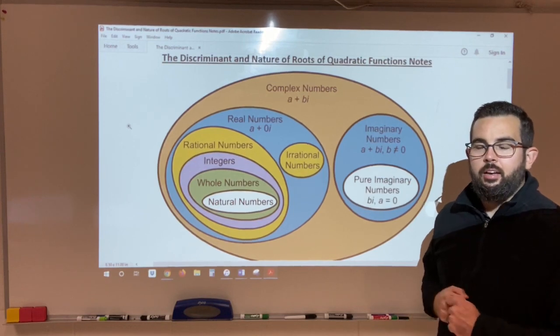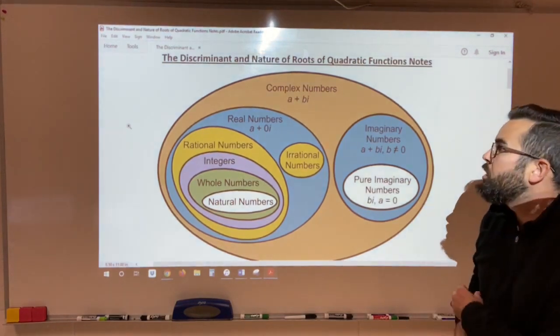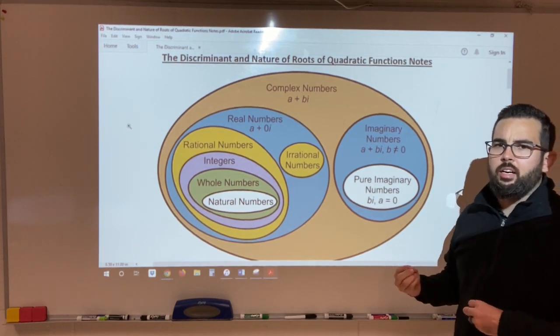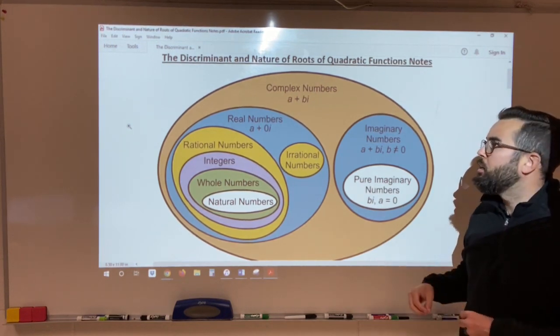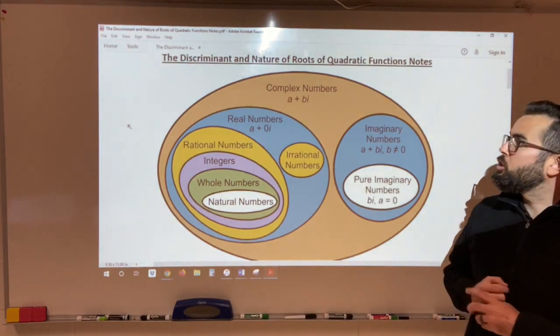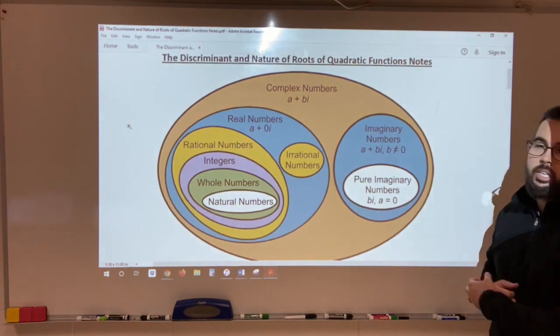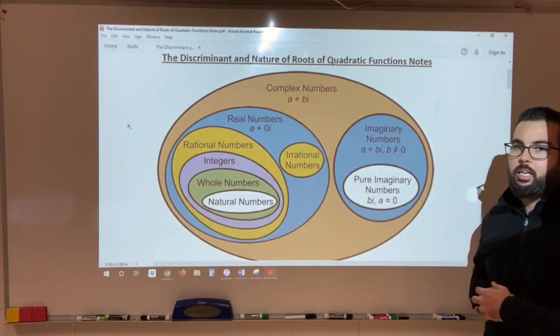It's Friday, and we have a new lesson, and it's related to what we've been doing. It's just a slightly different analysis piece that we have to add in here. So what we're looking at is called the discriminant and the nature of roots of quadratic functions or quadratic equations.